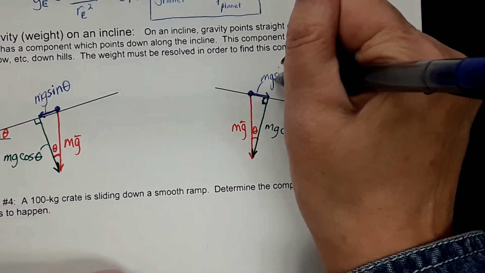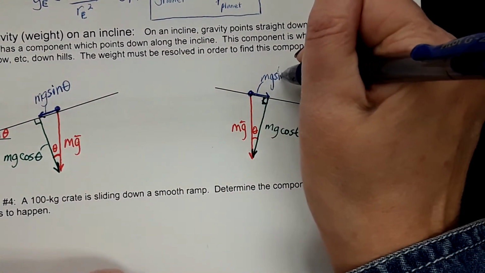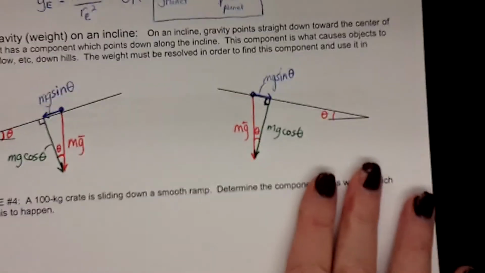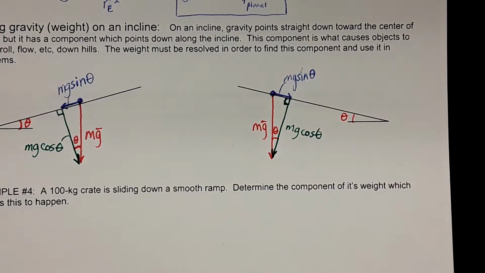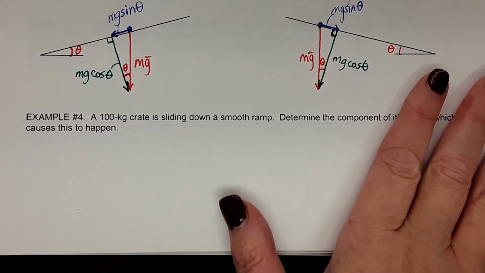And that would be mg sine theta. Maybe that'll help a little bit. All right, there we go, mg sine theta. Now that's not so bad, is it? No, not bad at all. All right, now let's take a look at this example.